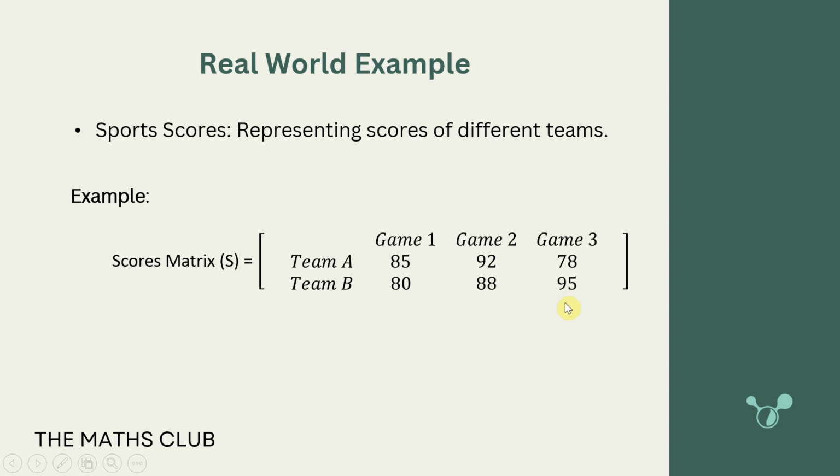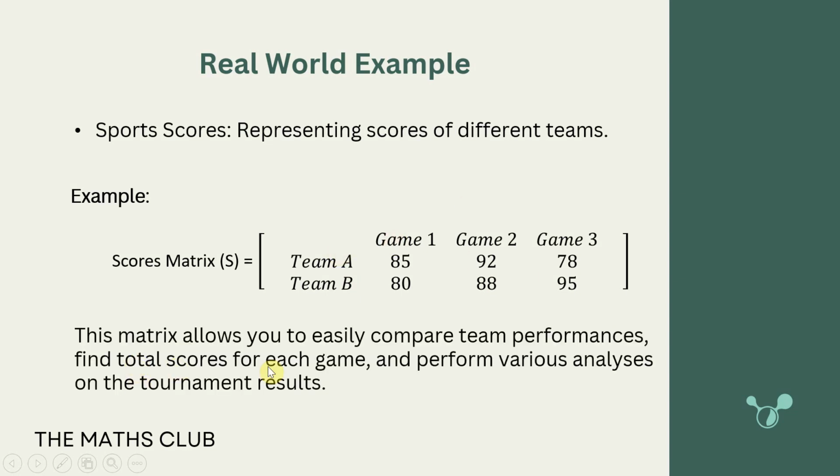Just by looking at this matrix, we're able to easily see what belongs to what. So in the real world, it is used for easy representation of values, especially when it comes to computing. We use it to represent values in a visually appealing manner. This is information. In the previous examples we just had numbers like 1 2 3 4, but this is complete information. So this matrix allows us to easily compare team performances, find the total score for each game, and perform various analyses on the tournament's results.